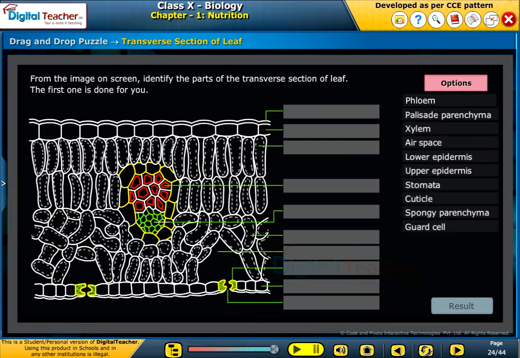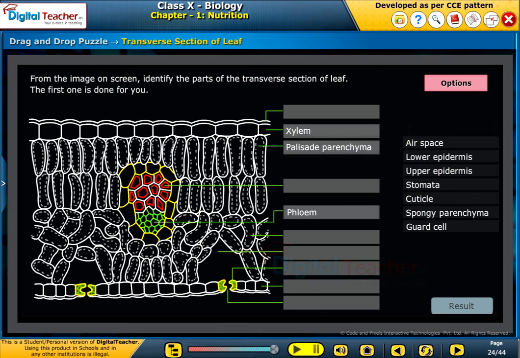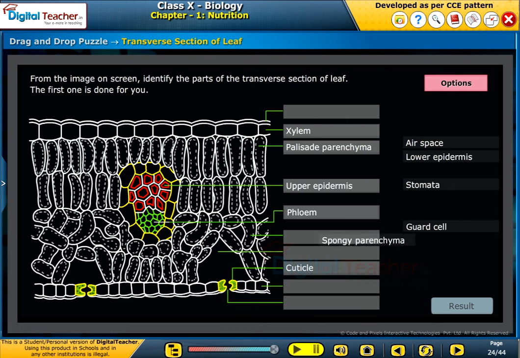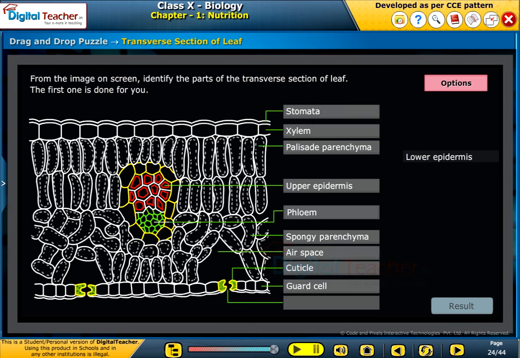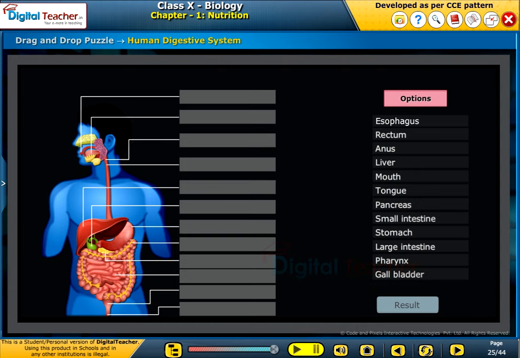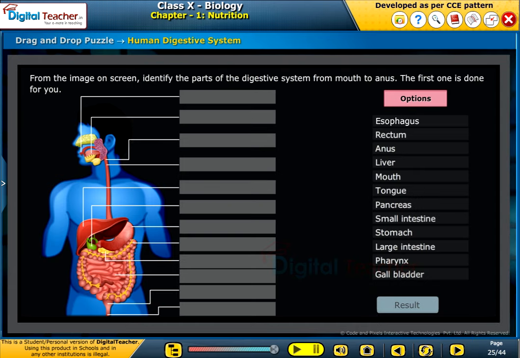Drag and drop puzzle. From the image on screen, identify the parts of the transverse section of a leaf. The first one is done for you. Drag and drop puzzle. From the image on screen, identify the parts of the digestive system from mouth to anus. The first one is done for you.